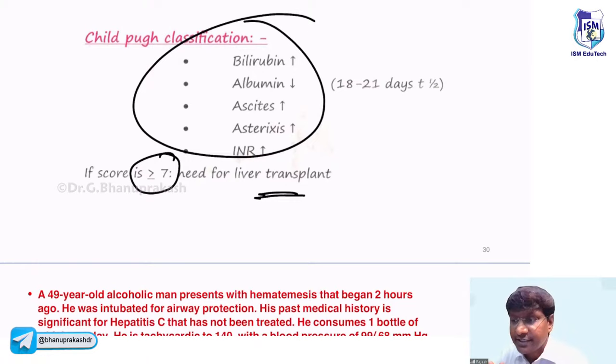So in Child-Pugh score also, they will ask you about the parameters. All right, that is about your Child-Pugh classification. Okay, next. Now, one last question, then we will wind up this particular session.